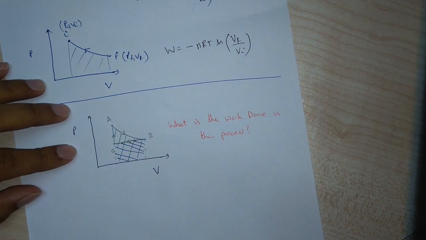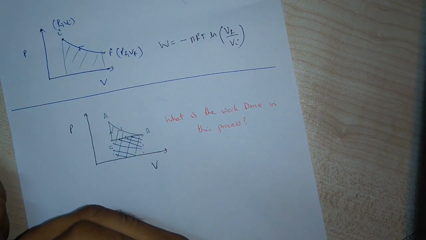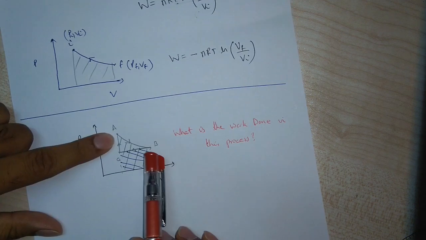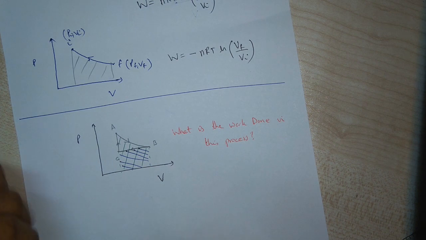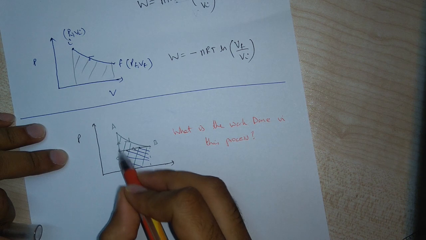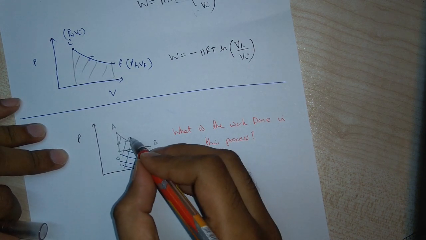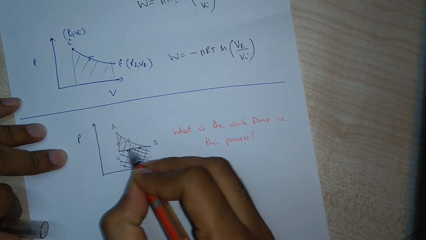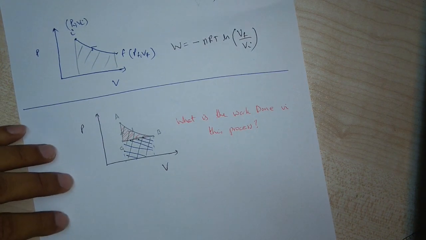So the net work done in going from A, B, C and A is nothing but the area under this curve, which happens to be positive, minus the area under this curve, because it goes from right to left and is negative, and the work done under CA is 0. So the net work done in going from ABCA is nothing but the area in this curve. What I've highlighted in red is the work done.